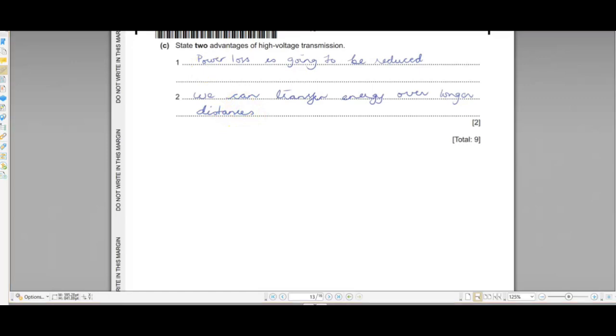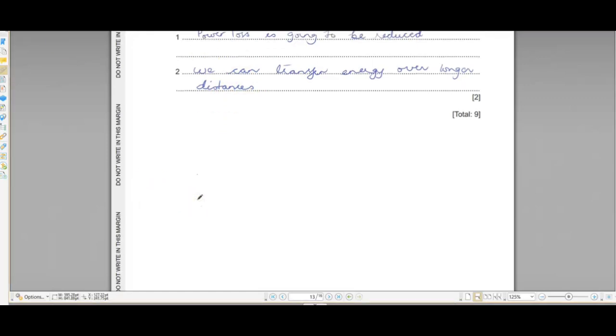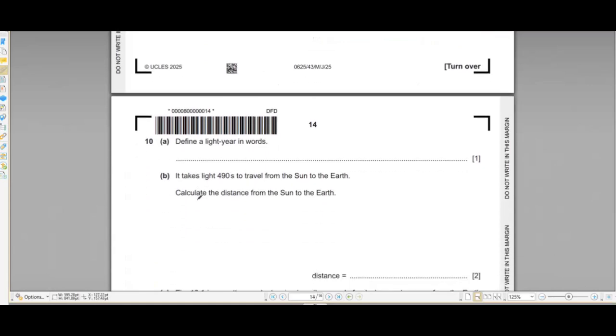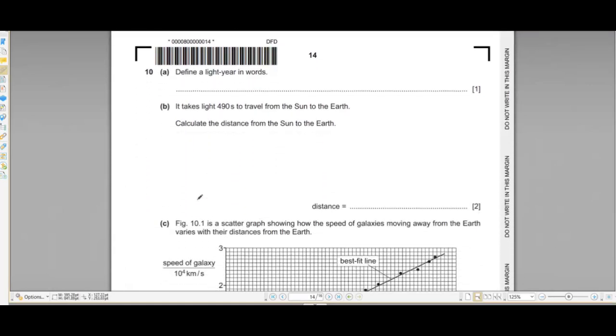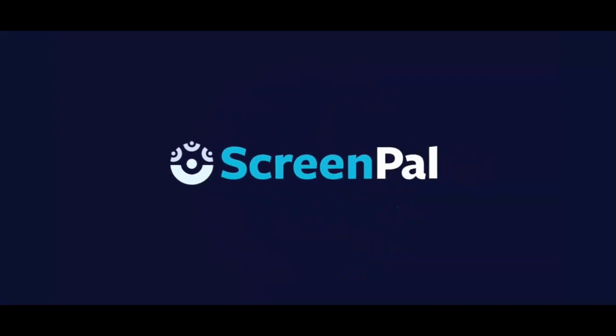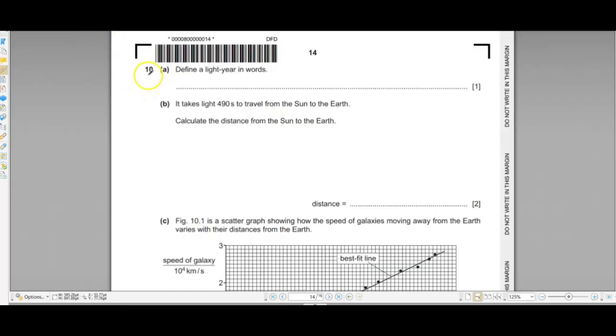Okay. Moving forward to question number 10. Define a light year in words. Basically, a light year is the distance traveled in space by light in 1 year. So that is what we are going to write over here. So it is the distance traveled by light in space in 1 year.